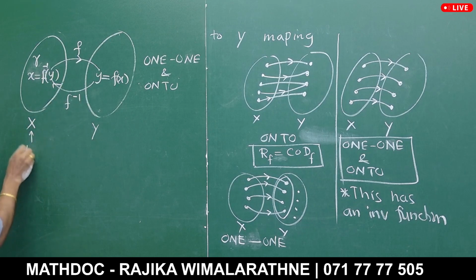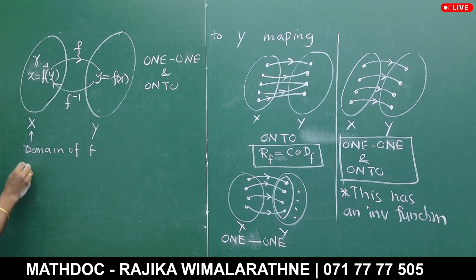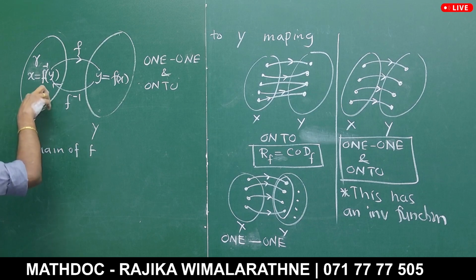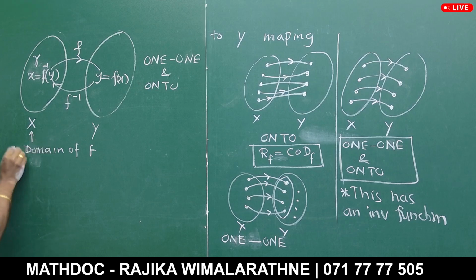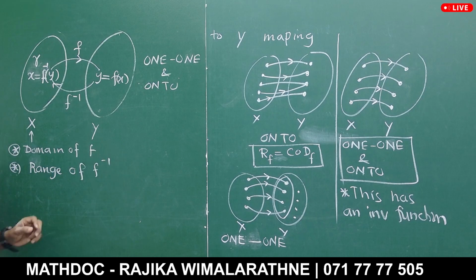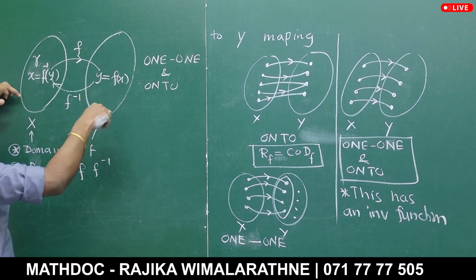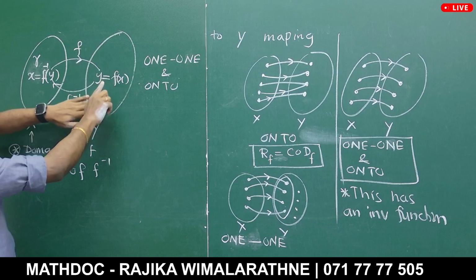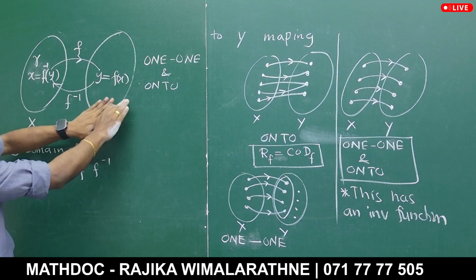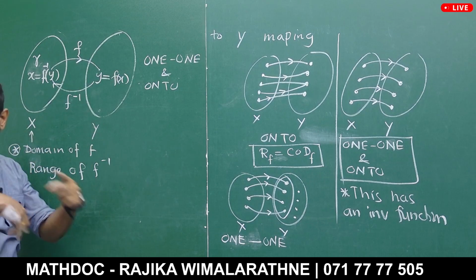Here domain of f, and further domain of f or range of f inverse, no? Domain of f, range of f inverse. Here the domain is the range of the inverse, no? Here domain and range of the function, and here domain of the inverse function and range of the inverse function. That has interchange, no? Variable interchange.